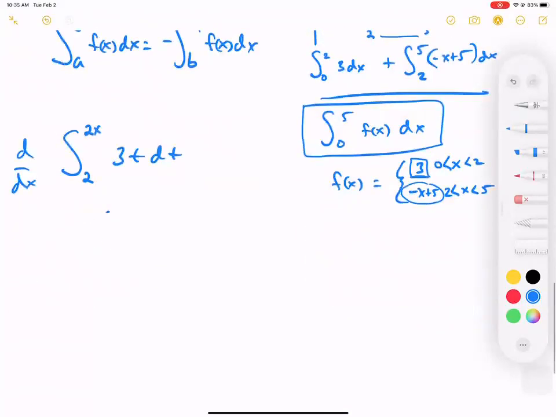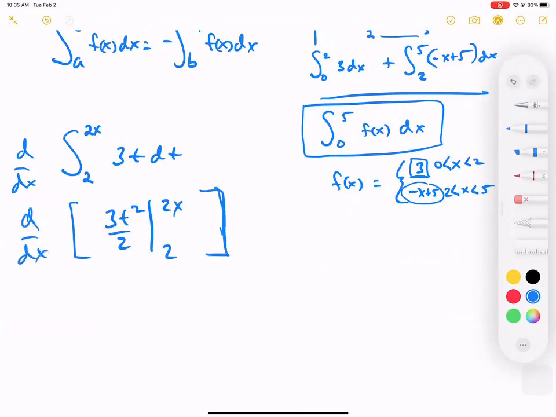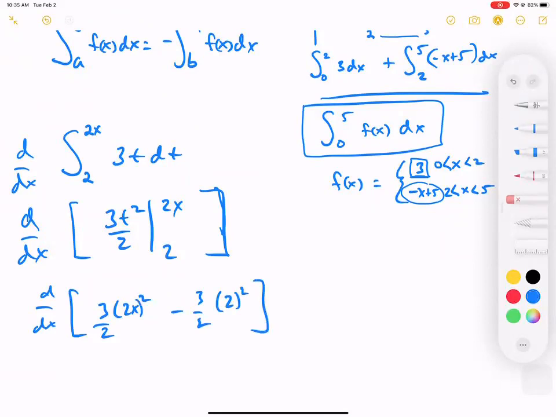So if I take the integral of this, we said it's going to be 3t squared over 2, plug in 2x, and plug in 2. And then we're going to take the derivative of this afterwards. Cool with that, right? Now we plug it in. 3 times 2x squared over 2 minus 3 over 2, and we're going to plug in 2 squared. I need parentheses there. I put the parentheses in the wrong place.